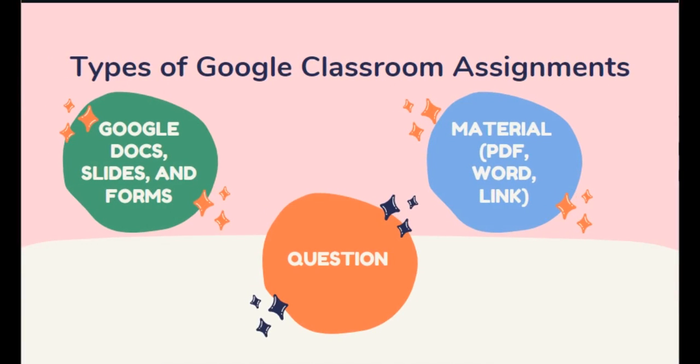There are 3 types of assignments or materials that you'll see in Google Classroom. So the first one would be Google Docs, Slides, and Forms. A lot of times your teachers will make a copy for you, so you'll have a fresh copy to work on. Remember, Google Docs and Google Slides automatically save for you, but Google Forms do not. So make sure to submit those forms as soon as you can.